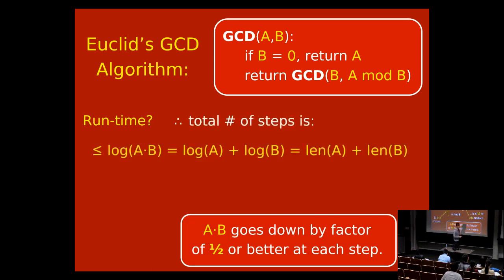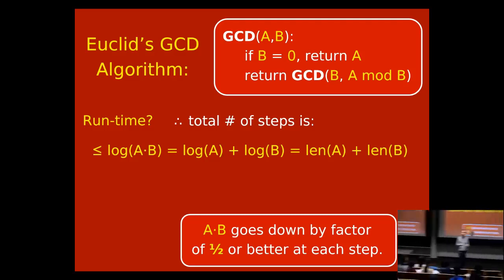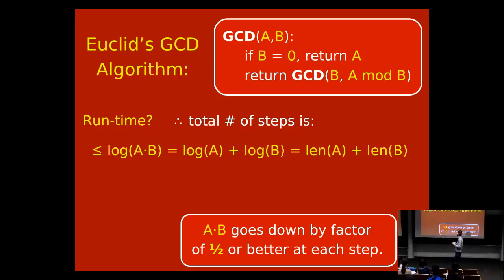OK, and that's really great. That will let us finish the analysis. So the total number of steps, well, basically, you have something that's going down by half each time. The total number of steps is going to be log of that thing. So the total number of steps is at most log of AB, just log A plus log B, which is the length of A plus the length of B.